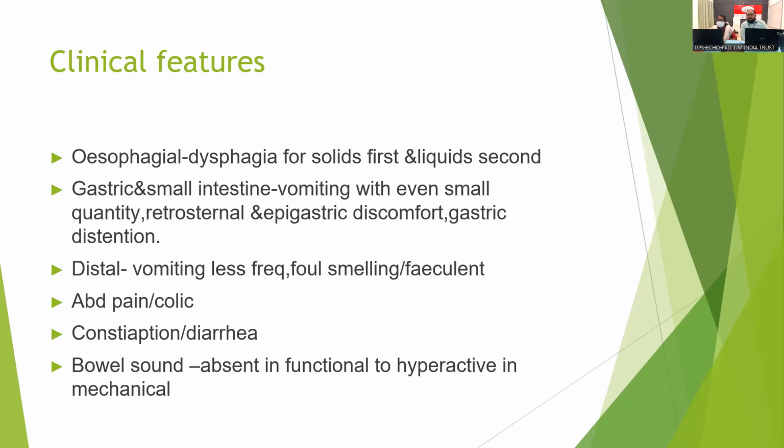When it comes to gastric and small intestine obstruction, there will be severe vomiting even with a small quantity of oral intake. Even with sips of fluid, the patient will start vomiting. There is severe retrosternal and epigastric discomfort and gastric distension. So these may indicate a second level obstruction. In case of distal obstruction, vomiting is less frequent. It will be there, but less frequent. It is foul smelling and fecal. Sometimes the vomitus will be fecal matter, dark in color and foul smelling like fecal matter, because it's a distal obstruction.